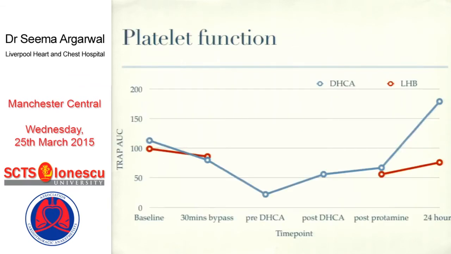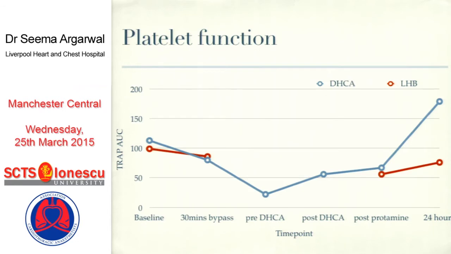Also worth mentioning are changes in platelet function. This is some data from our own work at the moment. We're using the Multiplate to look at the TRAP area under the curve, which doesn't really change in patients not having normal cardiopulmonary bypass. So the blue line is deep hypothermic circulatory arrest, and you can see that platelet function falls very rapidly when you start deep hypothermic circulatory arrest. It slowly gets better towards the end of the operation and almost rebounds at 24 hours.